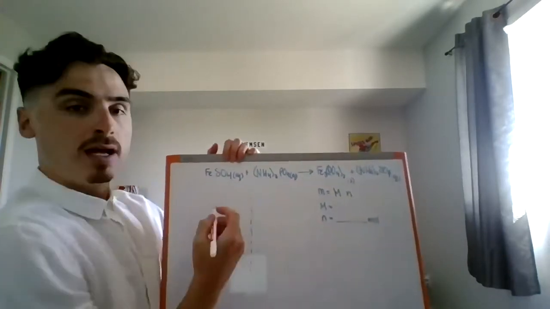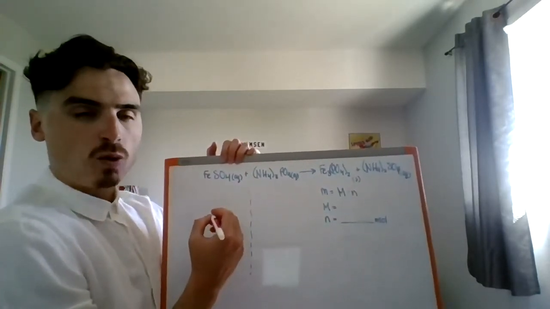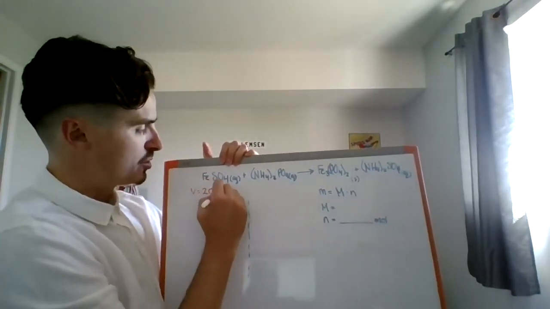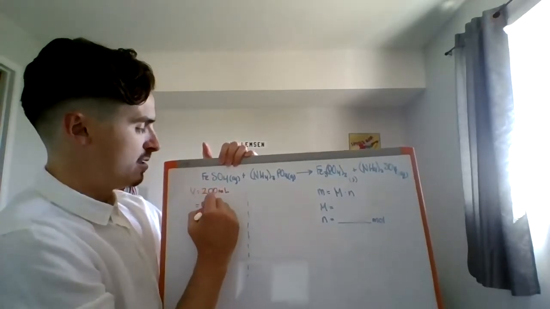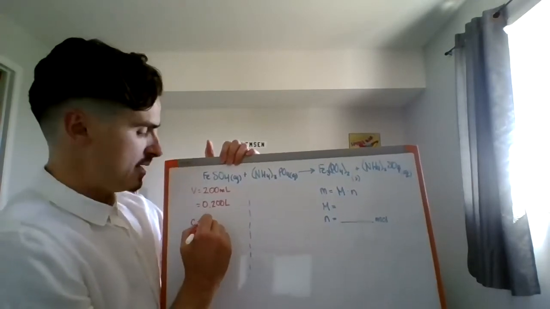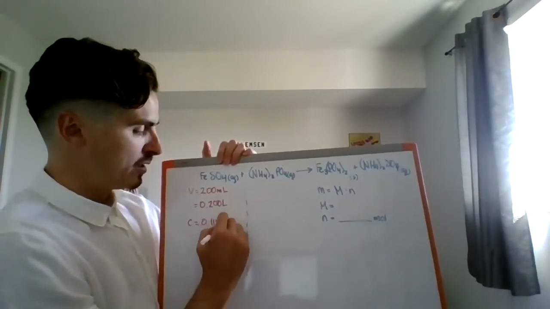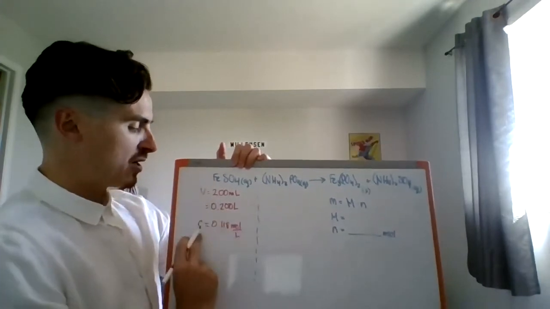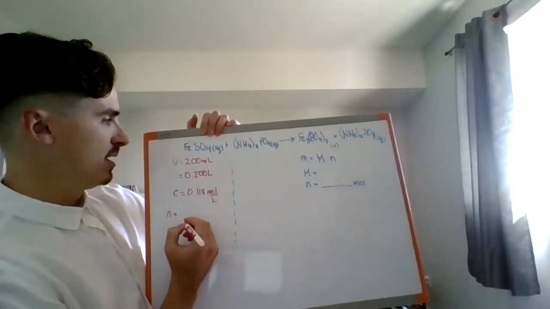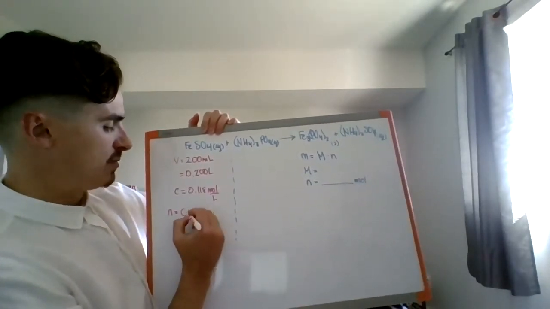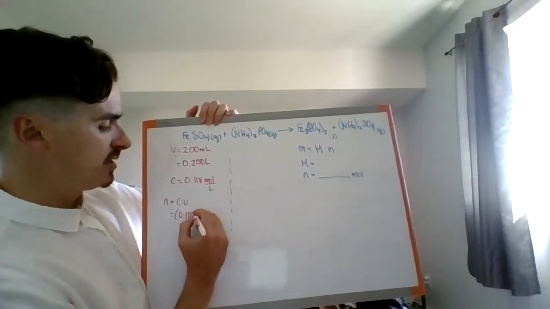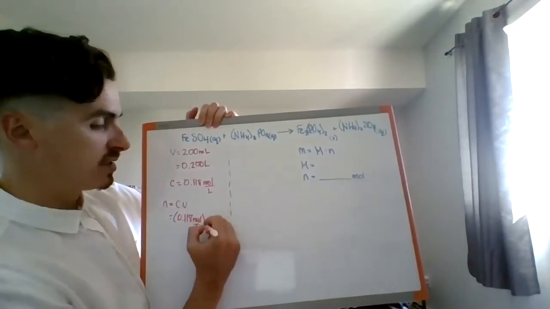So let's try that. So iron sulfate, they've told me that the volume is 200 milliliters, or again, liters, 0.200, and the concentration is 0.118 moles per liter. If I have volume and concentration, I can always calculate moles. C times V. Again, whenever you're doing stoichiometry problems, guys, chances are you're going to be calculating moles in some capacity.